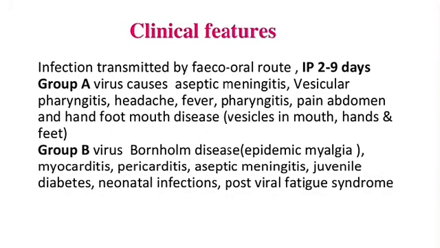Clinical features: infection is transmitted by the fecal oral route. Incubation period is nearly 2 to 9 days. Group A virus causes aseptic meningitis, vesicular pharyngitis, headache, fever, pharyngitis, abdominal pain, and hand, foot, mouth disease, which shows vesicles in the mouth, hands, and feet. Next type is Group B virus. This causes Bornholm disease like epidemic myalgia, myocarditis, pericarditis, aseptic meningitis, juvenile diabetes, neonatal infections, and post-viral fatigue syndrome.